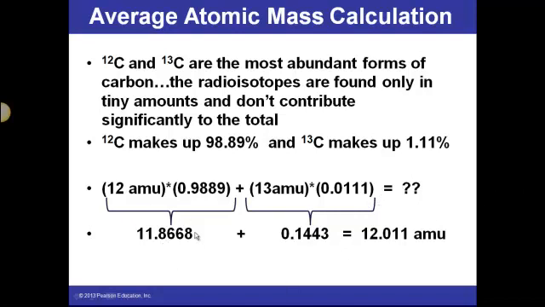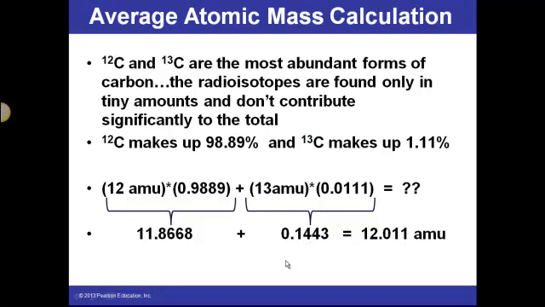So we can see that the proportion of carbon mass that's attributed to the carbon that's on the Earth from carbon 12 is 11.8668. And we can see that only 0.1443 of the carbon 13 mass is attributable to the overall carbon weight on the planet.